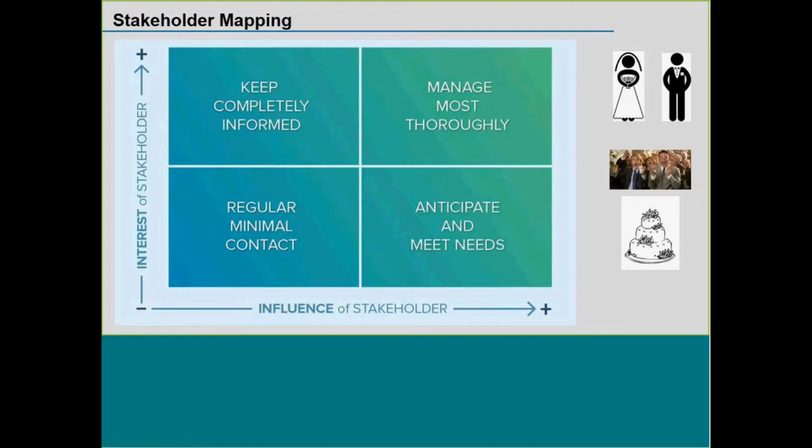Now, the four quadrants we have, the highest and most important, we have to manage most thoroughly those stakeholders that fall in the high influence and high interest, right? These are the folks that we will want to update on a daily basis and make sure that the project is going in the direction that they are happy with. Stakeholders that have a lot of interest, but not necessarily a lot of influence, we also want to keep informed, maybe perhaps more on a weekly basis.